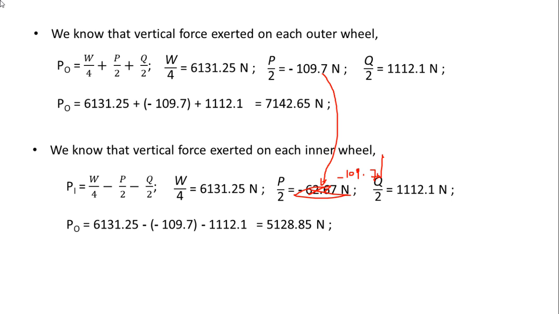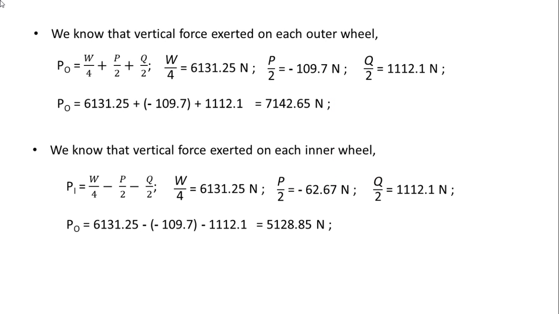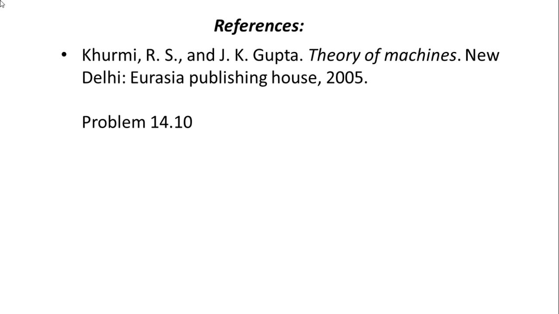Right, so that completes the problem, taken from your Kurmi textbook. Reaction on each outer wheel is 7142.65 Newton. Reaction on each inner wheel is 5128.85 Newton. That completes the problem, taken from Kurmi textbook 14.1.